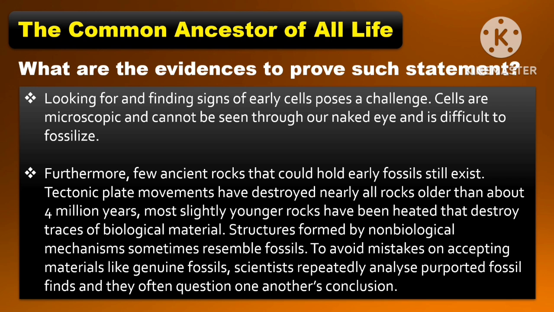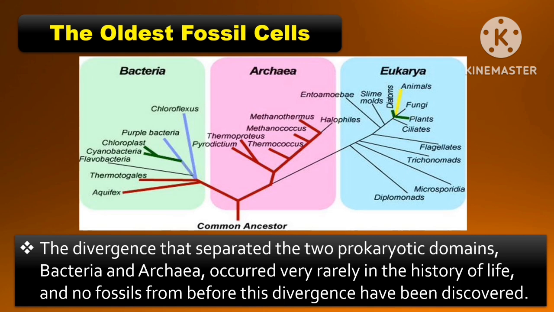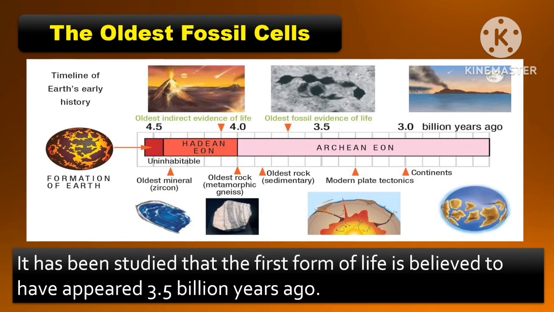Structures formed by non-biological mechanisms sometimes resemble fossils. To avoid mistakes in accepting materials as genuine fossils, scientists repeatedly analyze purported fossil finds and they often question one another's conclusions. The divergence that separated the two prokaryotic domains, the bacteria and the archaebacteria, occurred very early in the history of life, and no fossils from before this divergence have been discovered. It has been studied that the first form of life is believed to have appeared 3.5 billion years ago.